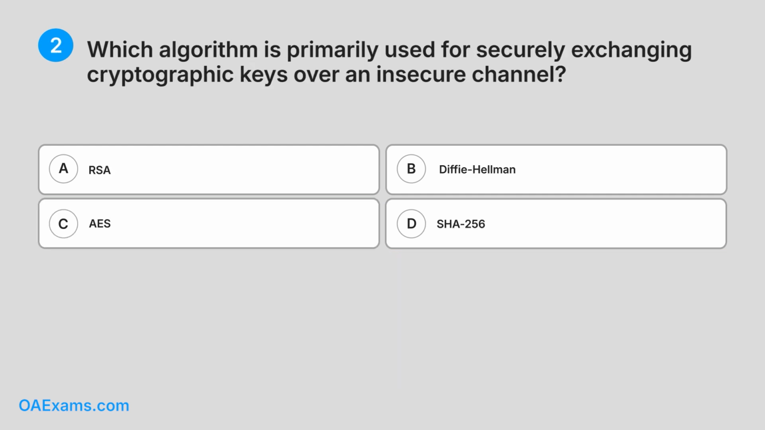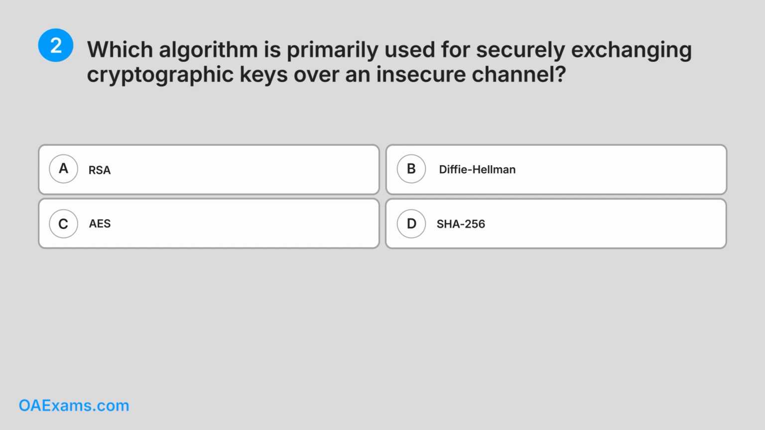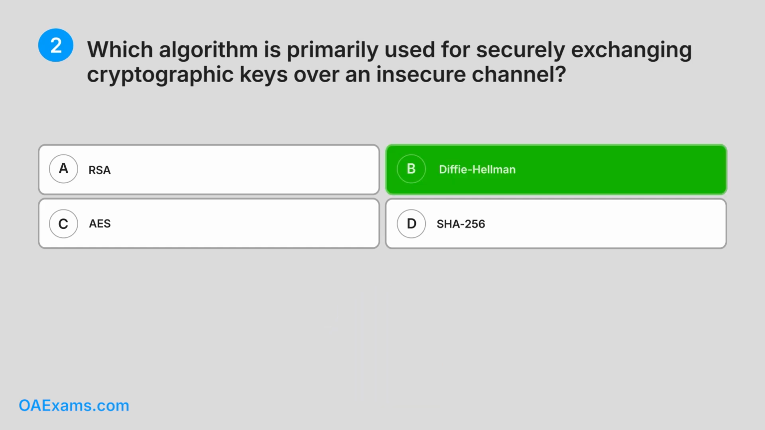2. Which algorithm is primarily used for securely exchanging cryptographic keys over an insecure channel? A. RSA. B. Diffie-Hellman. C. AES. D. ECC. Do you know the answer? Correct answer: B. Diffie-Hellman.